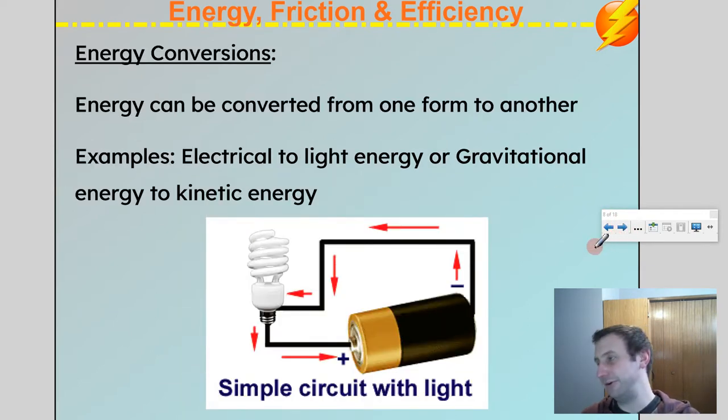All right, so let's talk about energy conversions. Energy conversion is when energy changes forms from one type of energy into another, which is something that happens all the time and specifically happens within machines and devices. So a great example would be electrical to light energy when we have a battery connected to a light bulb, or gravitational to kinetic, right? Which is what we just dealt with in the water cycle. Whenever you drop something, you're converting gravitational potential energy into kinetic energy. So that's an energy conversion because you're changing energy from one type to another.